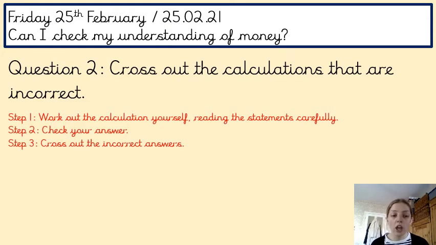And then all you're going to do is cross out the ones that are incorrect, okay? I would be very careful with this question because mistakes could get made quite easily here if we rush through it. So take your time, like I say, work it out on your own, check with a calculator, and then compare it to the answer that is in your book, okay? Then you can go through and cross out your answers.